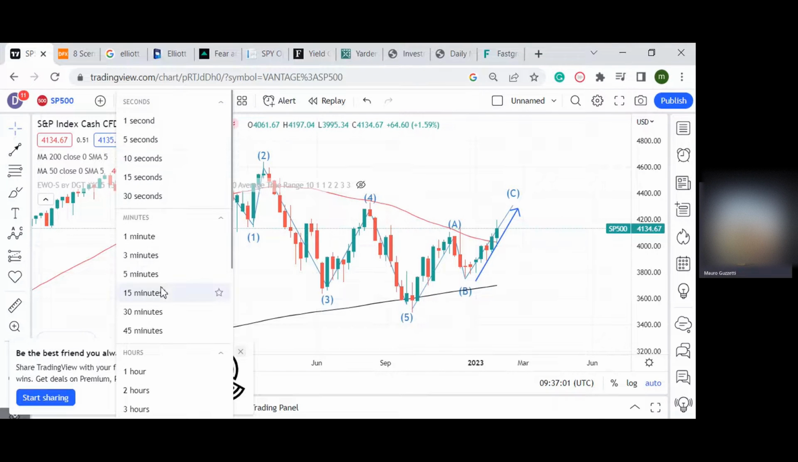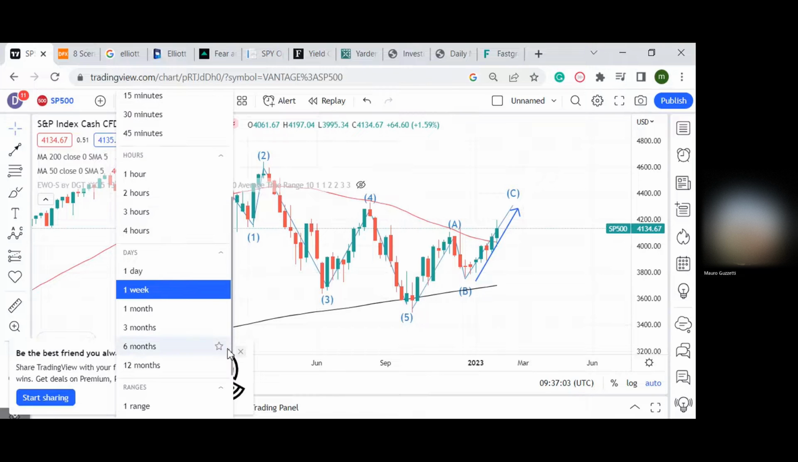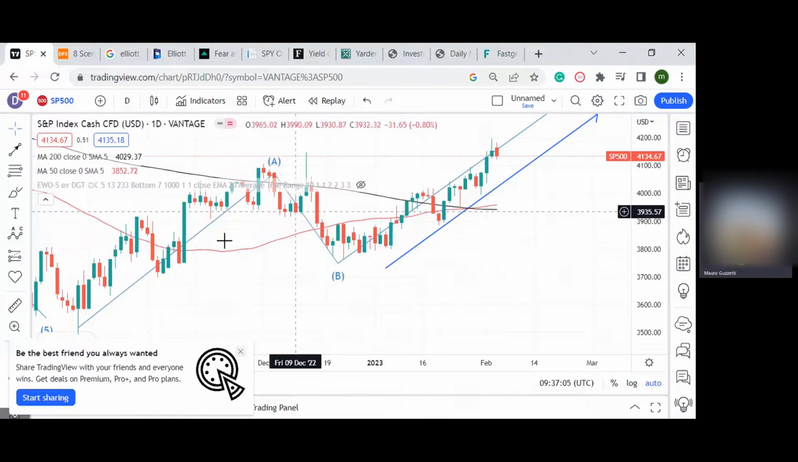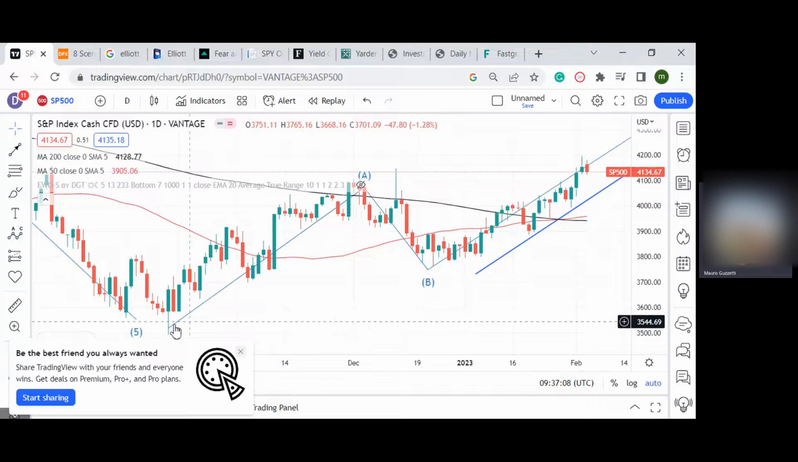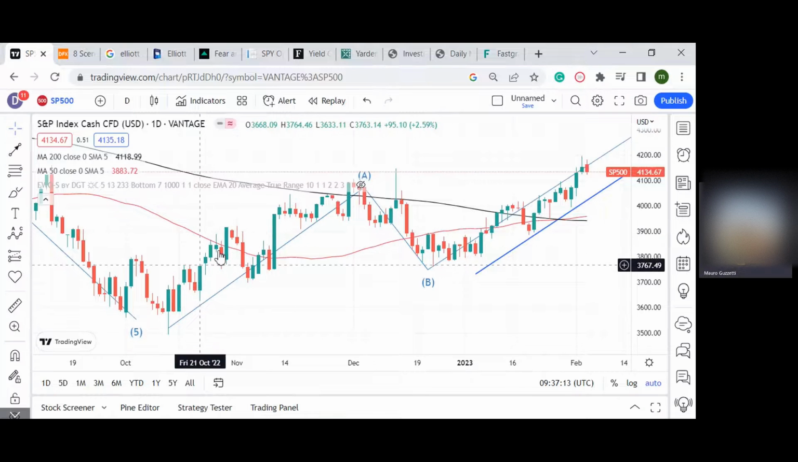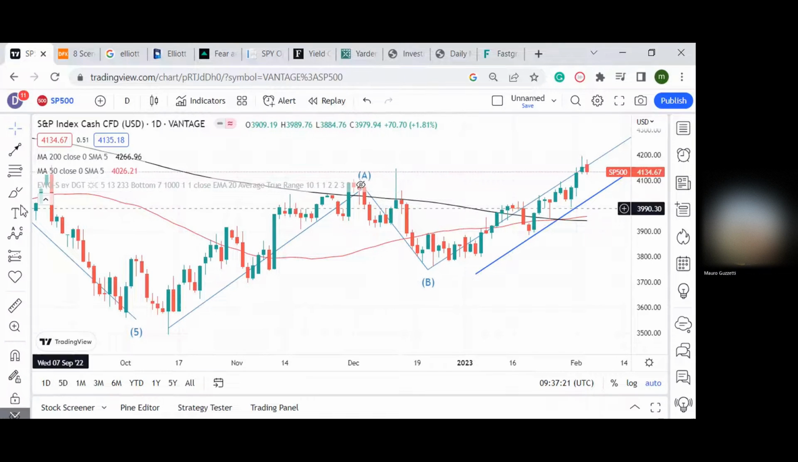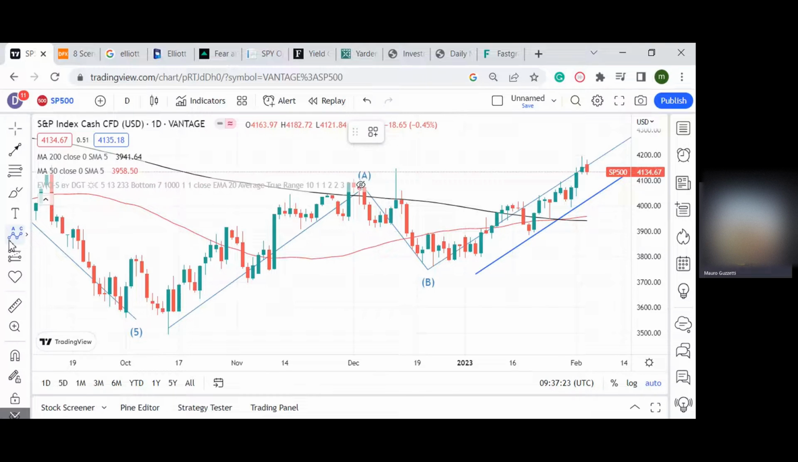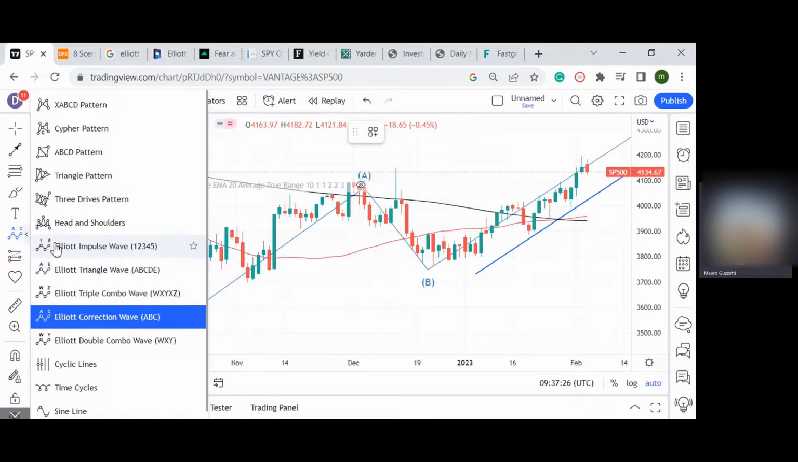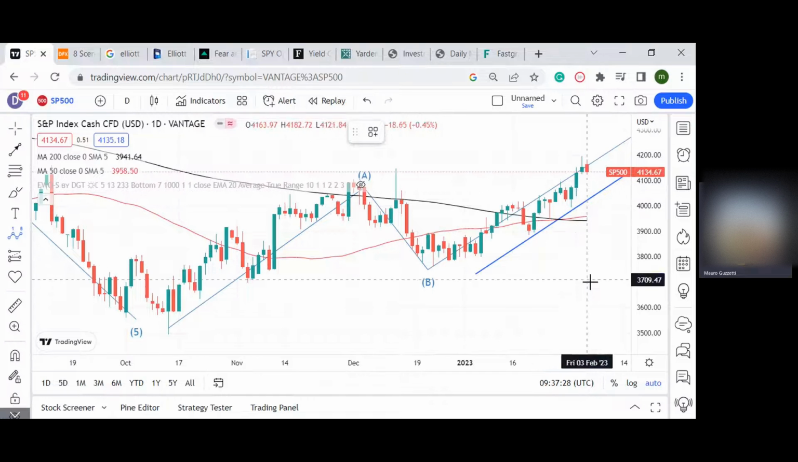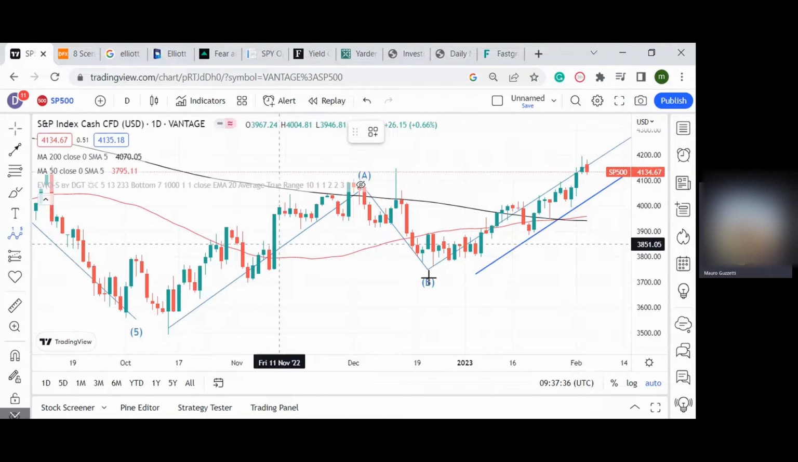Sorry, that's the weekly. Let me put you the daily. Yes, so that was the A, the correction one that started since January. Wave 1, wave 2, wave 3, wave 4, and wave 5. So what I expect now, let me do it once again. Within this ABC pattern, sorry, we are supposed to have some smaller waves.